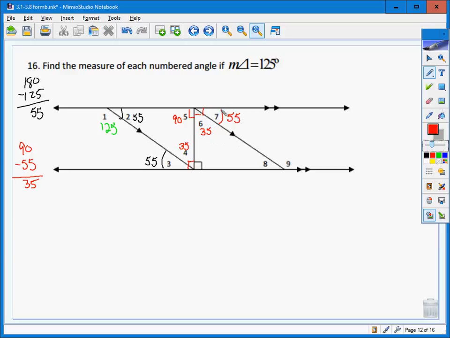If this one's 55, alternate interior angles, this one would have to be 55. And to find the one that's out here on the outside, I could take 180 minus the 55 degrees. And 180 minus 55, this is going to be 125 degrees.